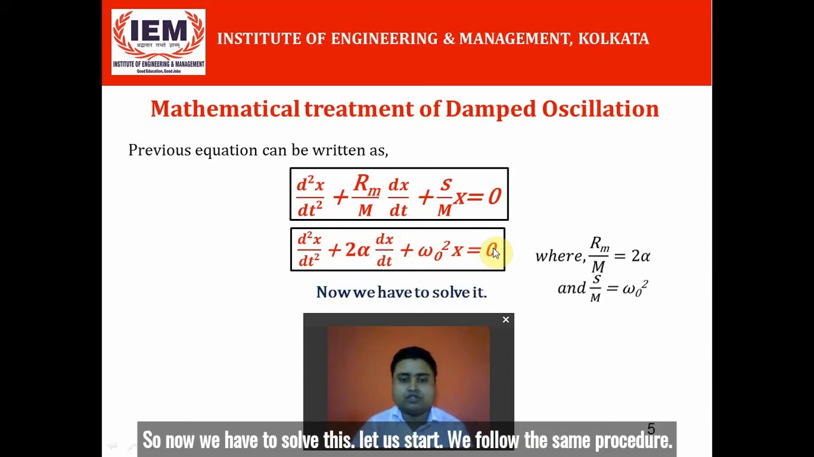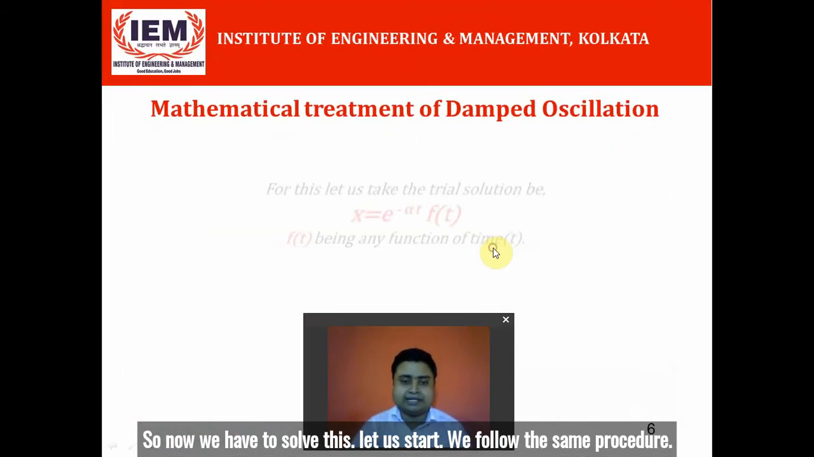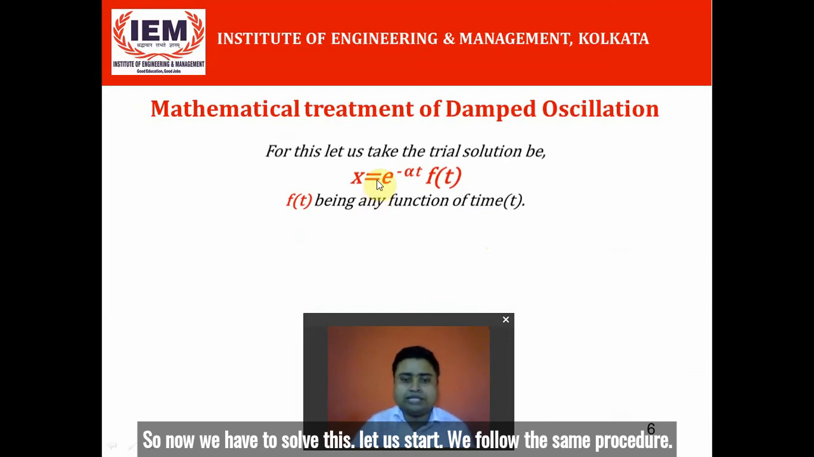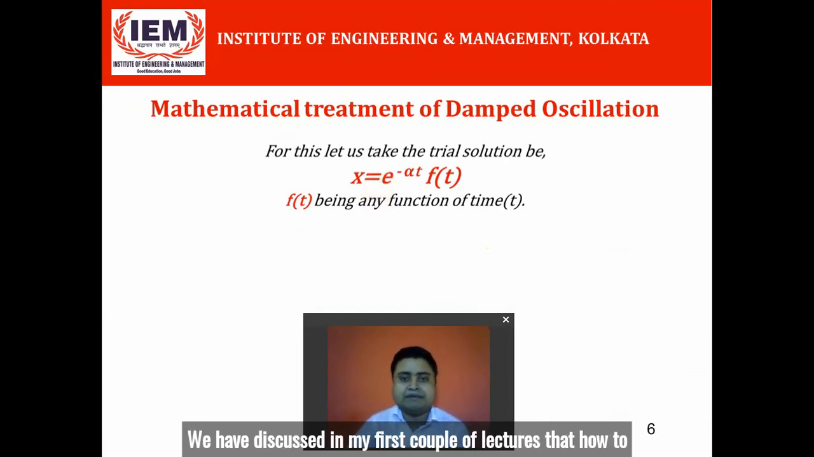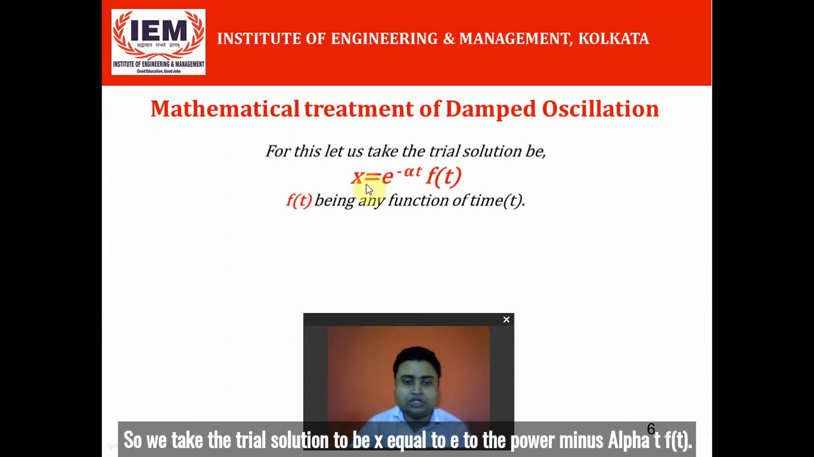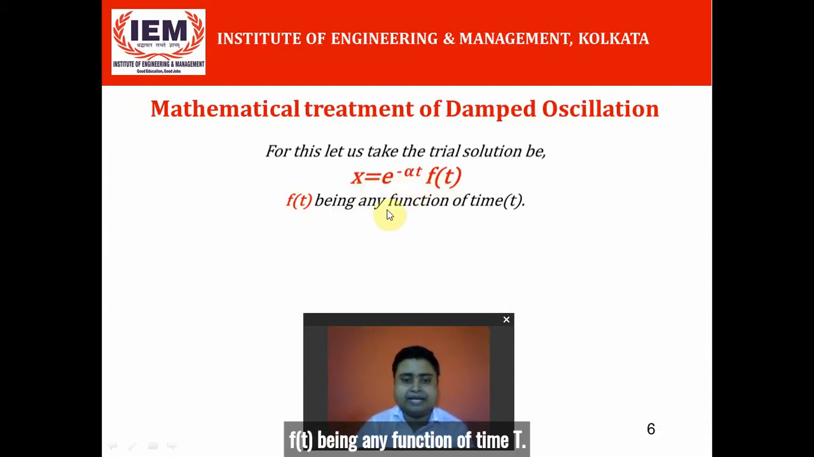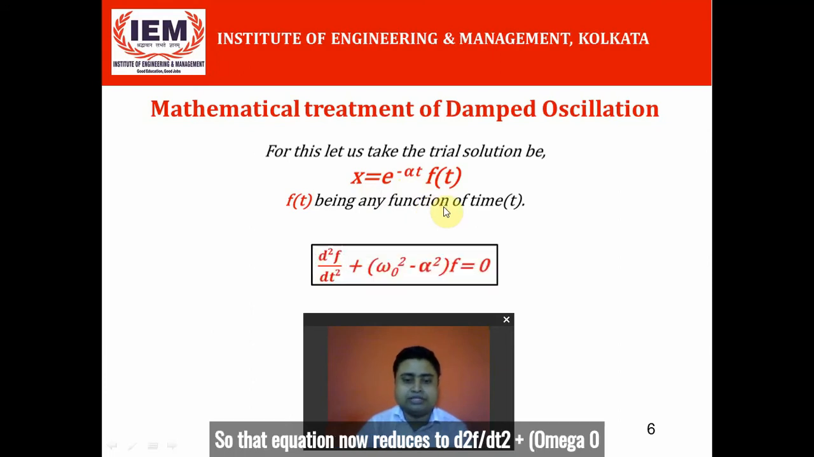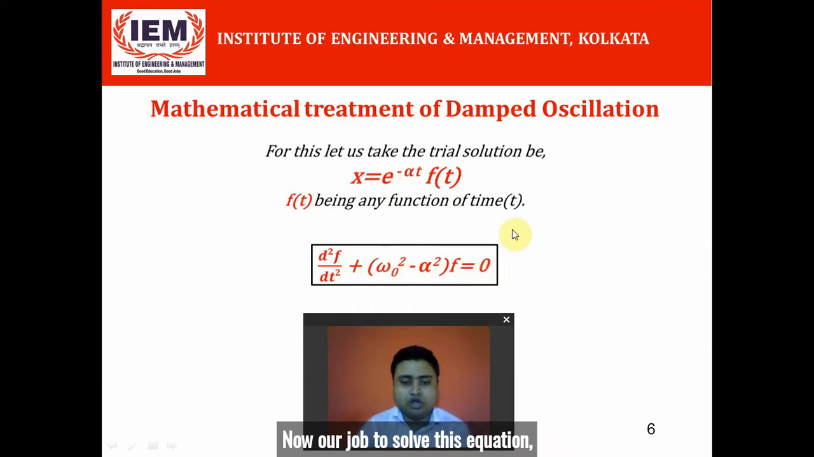So now we have to solve this equation. Let us start. We will follow the same procedure we discussed in my first couple of lectures, how to solve a second order differential equation. So we take the trial solution to be x equal to e to the power minus alpha t times f(t), f being any function of time t. So that equation now reduces to d2f/dt2 plus (omega 0 square minus alpha square) f equal to 0. So now our job is to solve this equation.